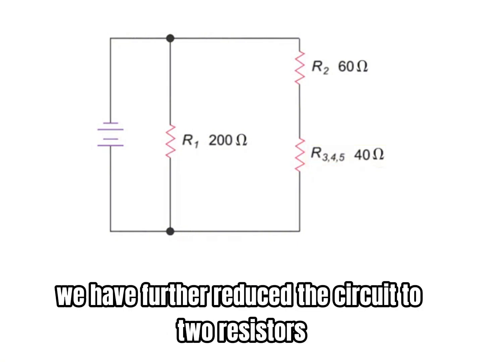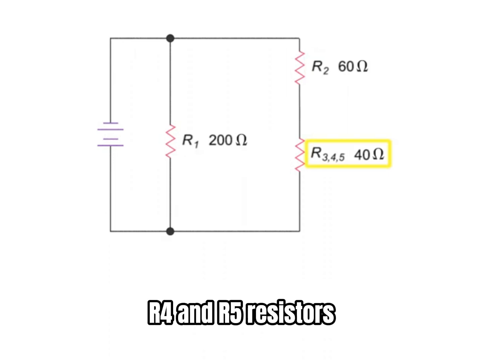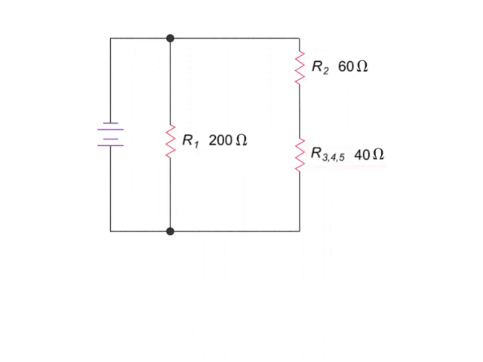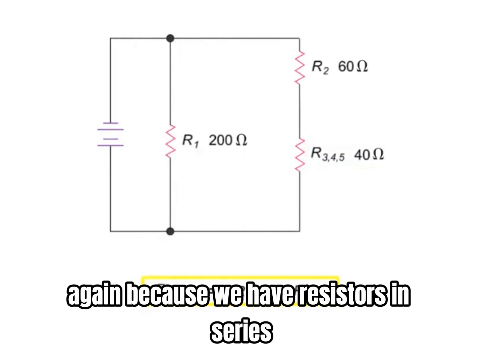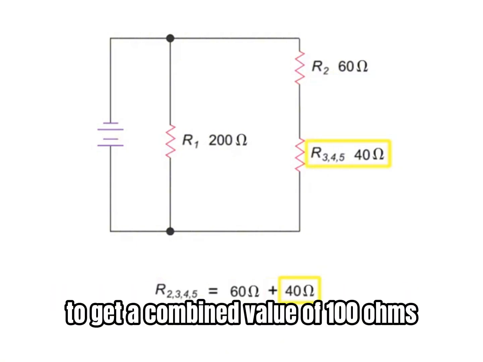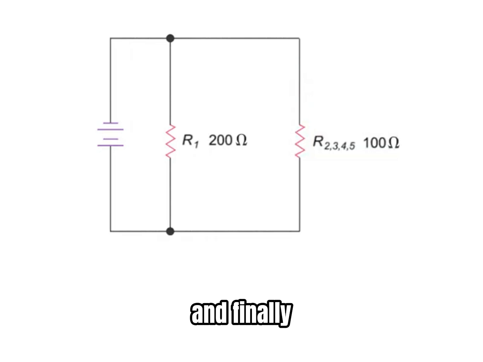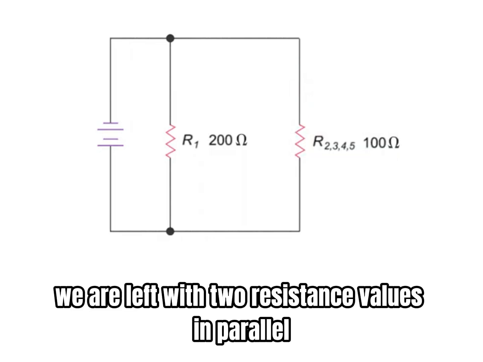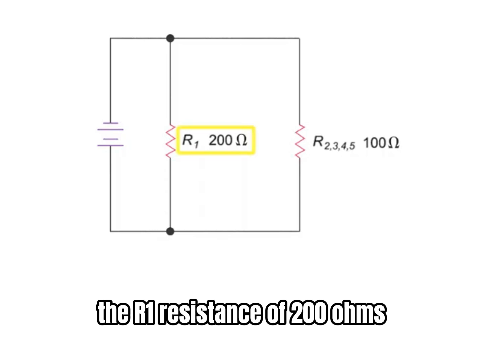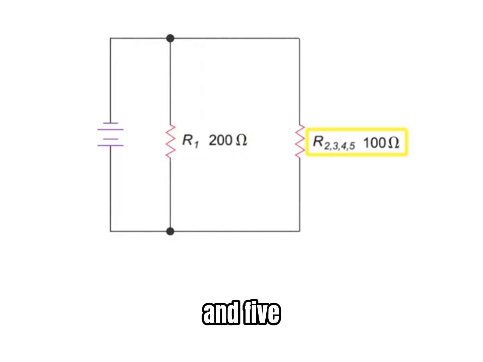Now we have further reduced the circuit to two resistors in series, R2 and the equivalent resistance of the R3, R4, and R5 resistors. Again, because we have resistors in series, we can simply add the 60 ohms to the 40 ohms to get a combined value of 100 ohms. And finally, we are left with two resistance values in parallel, the R1 resistance of 200 ohms and the equivalent value of 100 ohms for resistors 2, 3, 4, and 5.